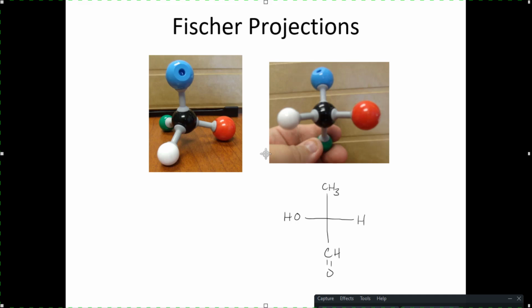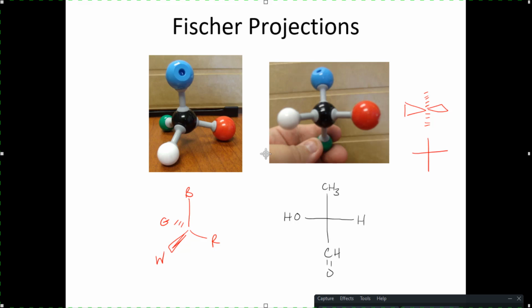So what is a Fisher projection? A Fisher projection is just another way of looking at the tetrahedral representation. So in this molecule, your tetrahedral representation would look like this. There's the red, there's the blue, there's the green, and there's the white. So in a Fisher projection, what we do is we orient the molecule this way, so that basically we have two groups pointing towards you and two groups pointing away from you. And the Fisher projection is written like this.